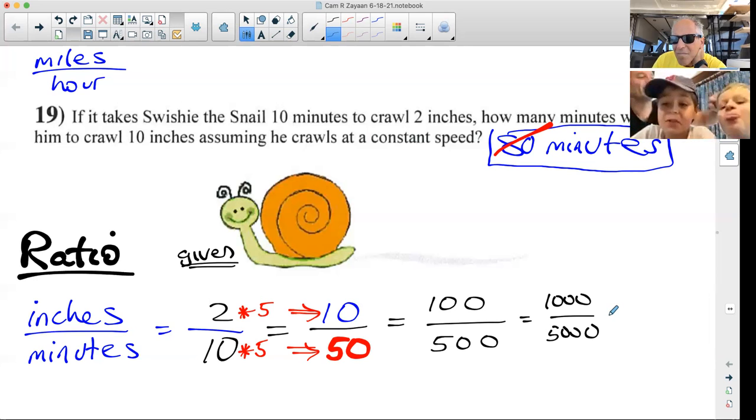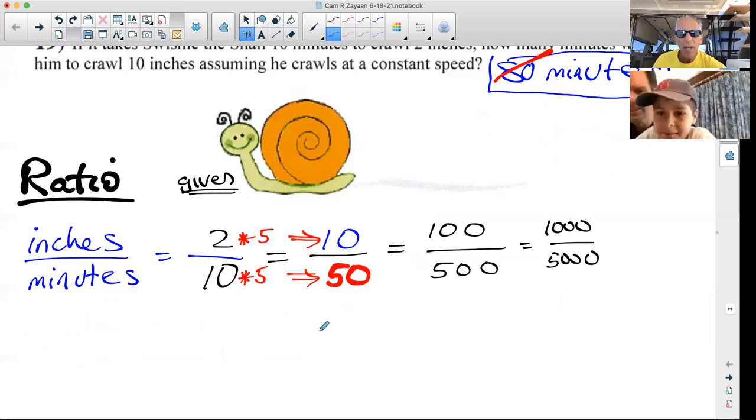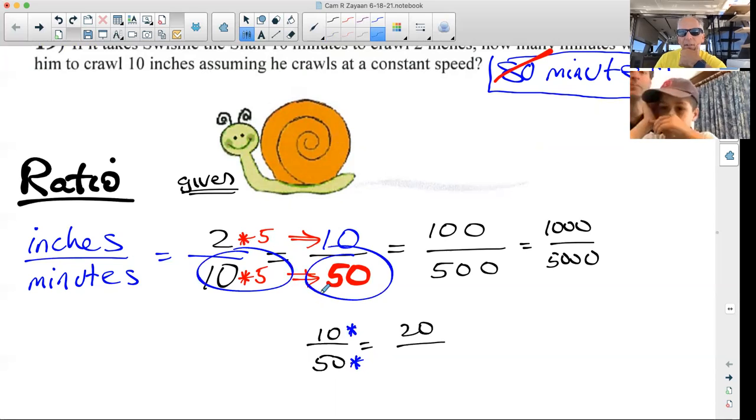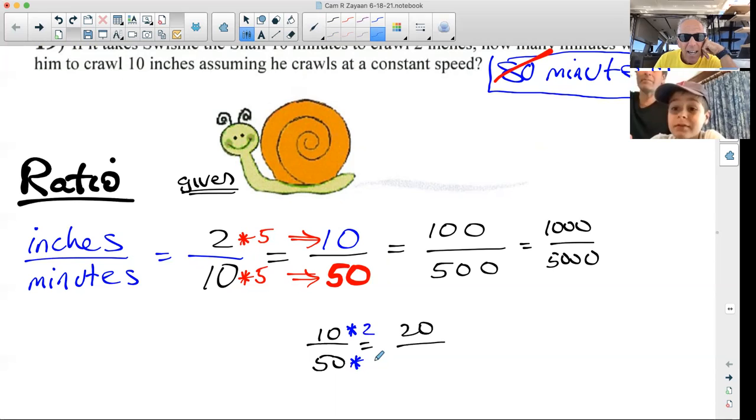This would be tricky. I just don't know how to do 20 yet. Wait, when you say 20, are you? Oh, wait a second. If we did 10 to 50, 20 to what? Think of what I had to do. 10 times what equals 20? 10 times 2. Yes.